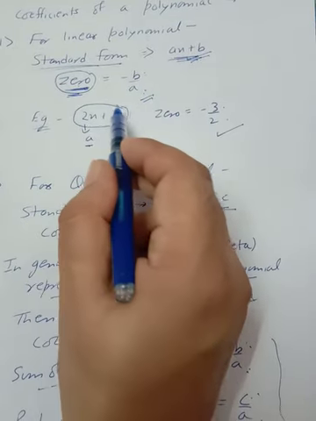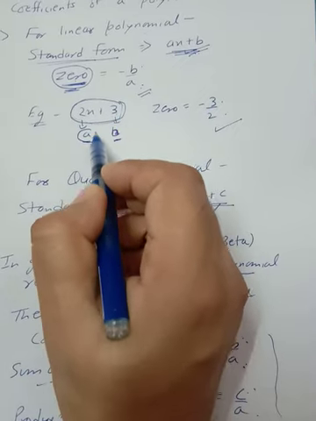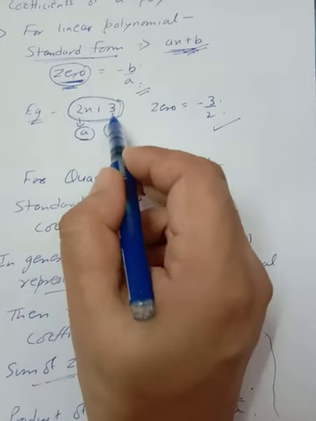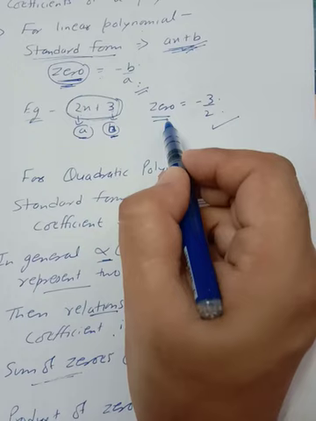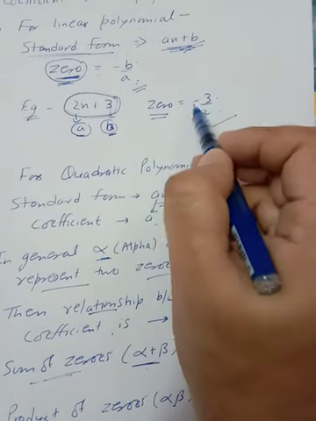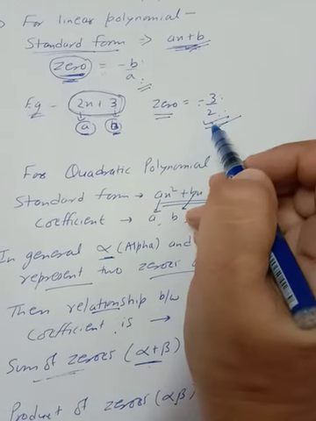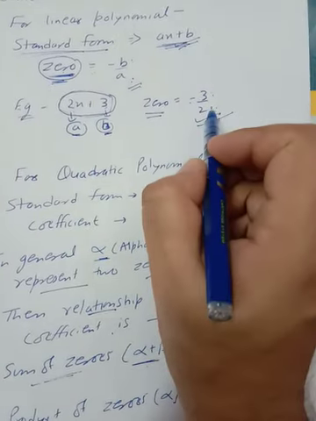Let's take an example. Suppose this is the polynomial 2x plus 3. So a here is 2 and b here is 3. So the zero for this linear polynomial is minus b upon a. It means minus 3 upon 2. So it's very simple to find the zero for a linear polynomial.